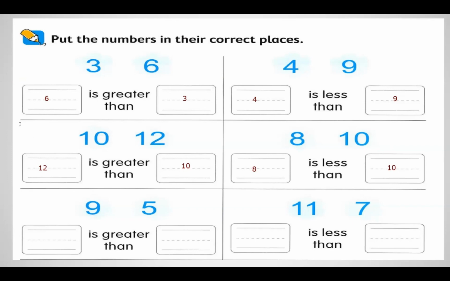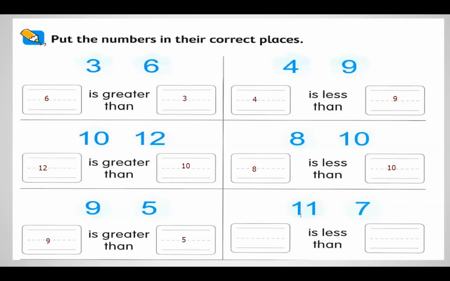Next, we have 9 and we have 5, and the word is greater than. Greater means big. So which is bigger? It's 9. So we will say 9 is greater than 5.